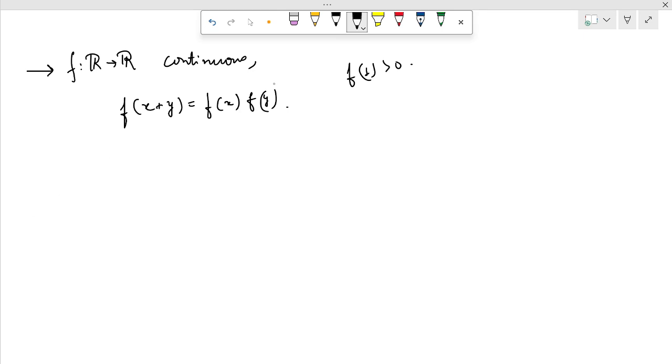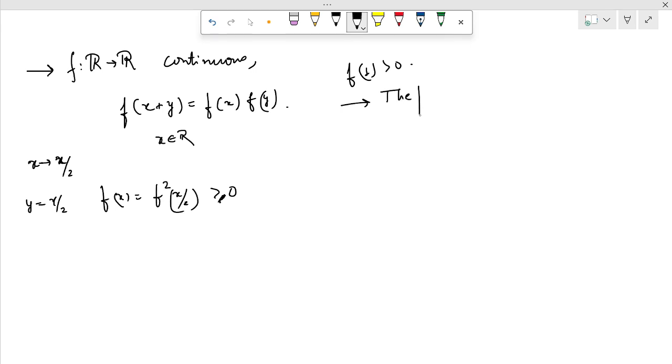So basically the question was this: what I did was I wrote x, because x is completely arbitrary real, so I can also replace x by x by 2 and y by x by 2. So basically it will give me f of x is simply f square x by 2, and I wrote that it will be greater than or equal to 0. So it will not be equal to 0. This I'll prove. Another thing that I said was this: the function cannot be identically 0. Why can the function not be identically 0? Because if it is identically 0, then it will contradict this.